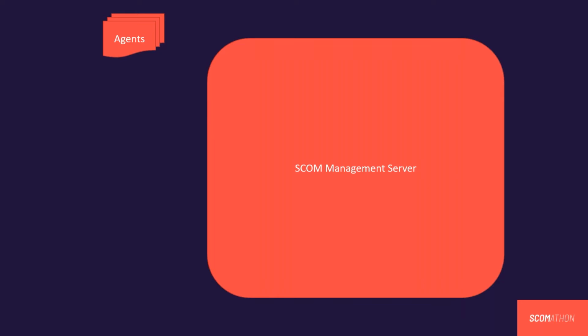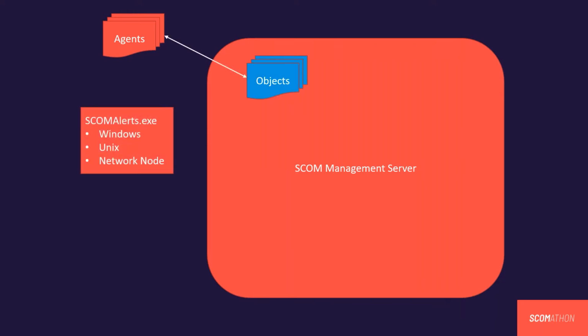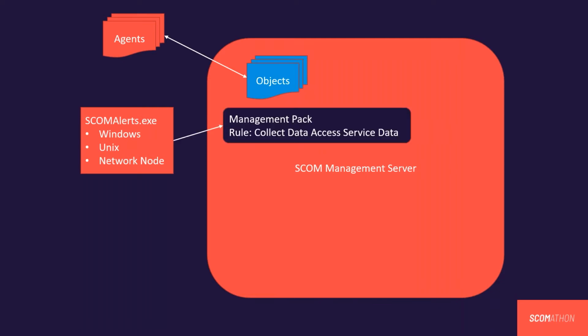And basically, the flow of the agents comes in as objects. You advance the slides for me? Yeah, there we go. So SCOMalerts then is an executable that runs on a Windows platform, and it will generate alerts based on the object type. Colin mentioned that, object types are class-based. So we based it on the class of Windows, Unix, and network node internally. And then that will generate an event within a standard management pack that collects data access service data.